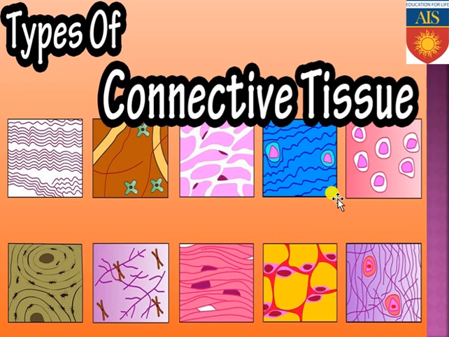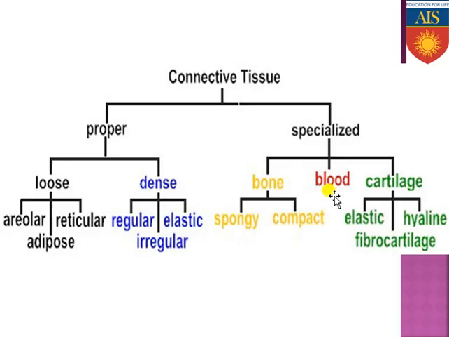Now we will look at the various kinds of connective tissues. First of all, connective tissue can be of two types: one is connective tissue proper, another is specialized connective tissue. Connective tissue proper is the ideal type of connective tissue, that's why it is known as connective tissue proper, and specialized means it is special compared to the normal or ideal type.